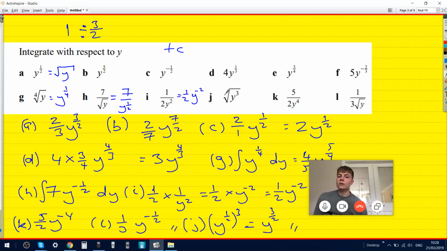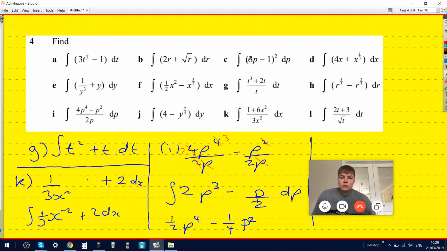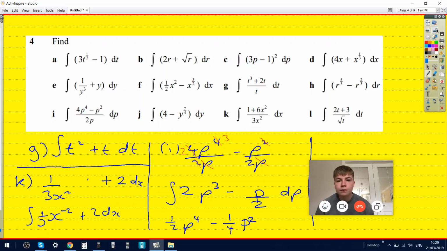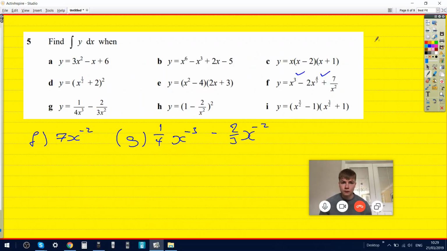So that's y cubed to the power of a half, and you multiply 3 times a half. Do these all separately. Distribute out the t on the bottom. This stuff just takes practice, and it might even help to do them separately. So 4p to the 4 over 2p, do that, and then p squared over 2p, do that, and then just bring them together.